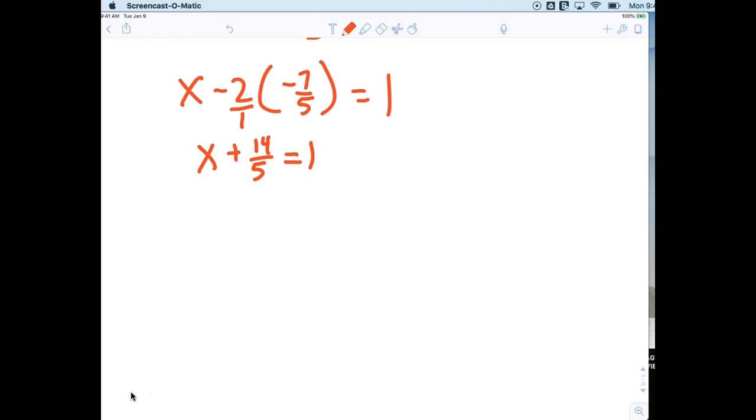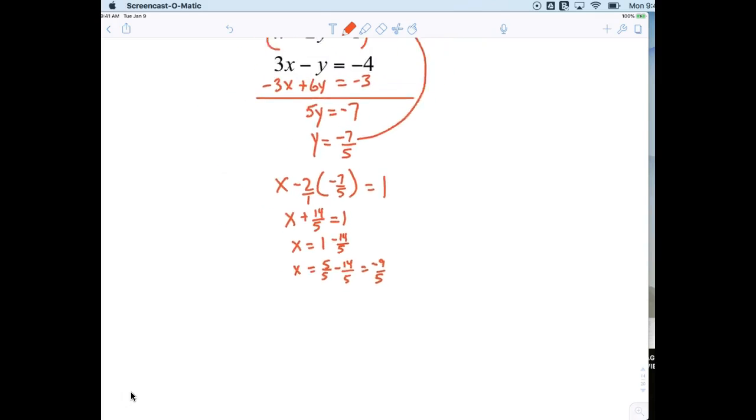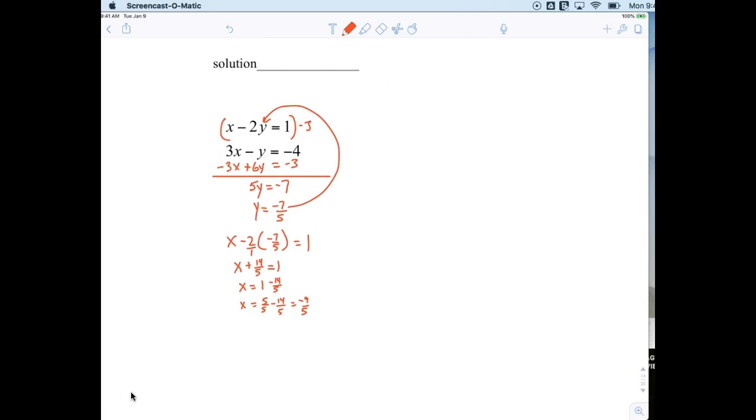Well, I'm not there yet. Okay, so now from here I subtract 14/5. So x is equal to 1 minus 14/5. But 1 is the same as 5/5. So x is -9/5. Everybody okay with that? And so my answer is -9/5, comma, -7/5. Everybody okay with this?